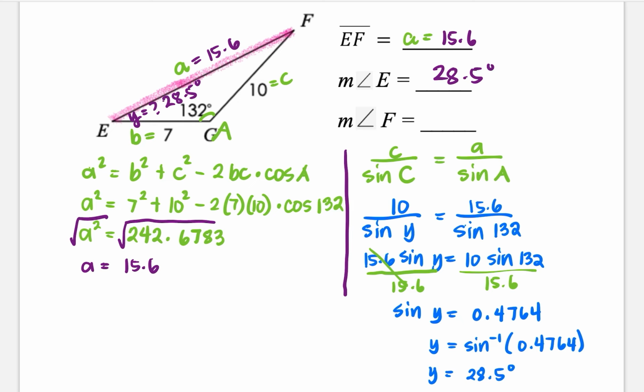Now to find angle F, this angle right here, it should be easier. Why? Because we already know the other two angles. So I'll just do 180 minus the sum of the two other angles. 28.5 plus 132. The remainder is going to be the measure of angle F. And that should be equal to 19.5 degrees.